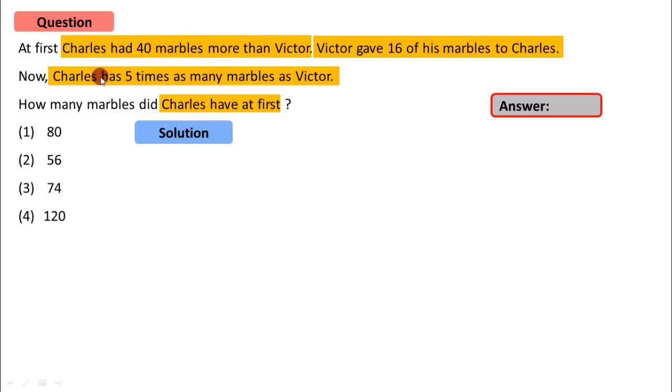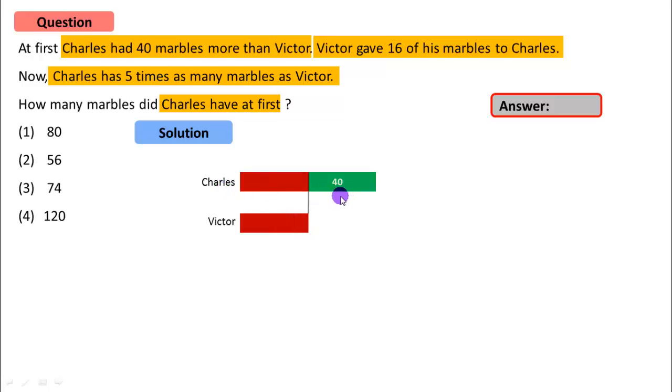We look at the key points and solve this question step by step. First, Charles had 40 marbles more than Victor. So we draw a part whole model that represents the number of marbles Victor had. Now Charles has 40 more than this. So this portion represents the extra 40 marbles Charles had.